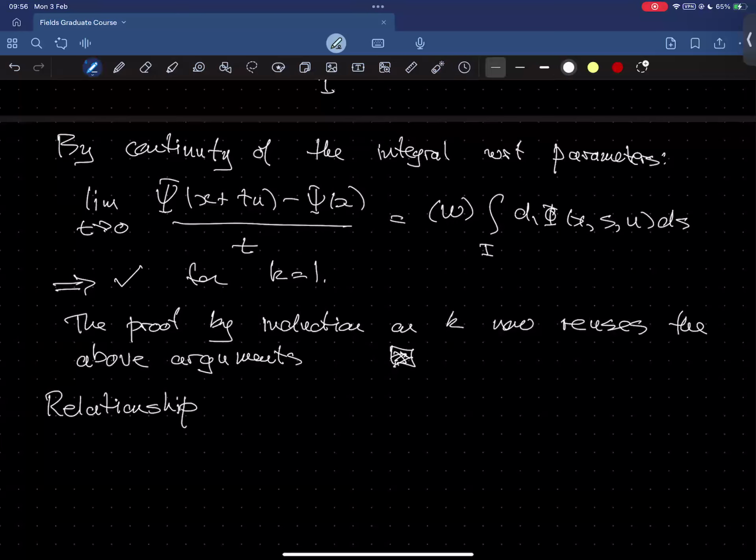Okay, so the relationship between C1C and C1R. The upshot of this discussion will be that in many arguments, you can, without loss of generality, assume that you're working in the real case.